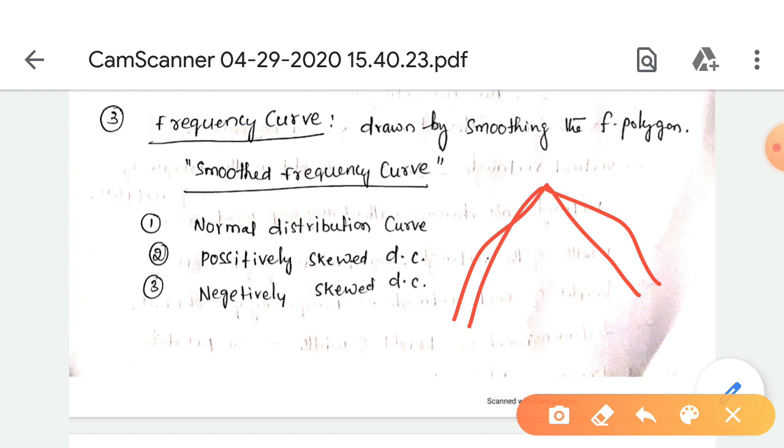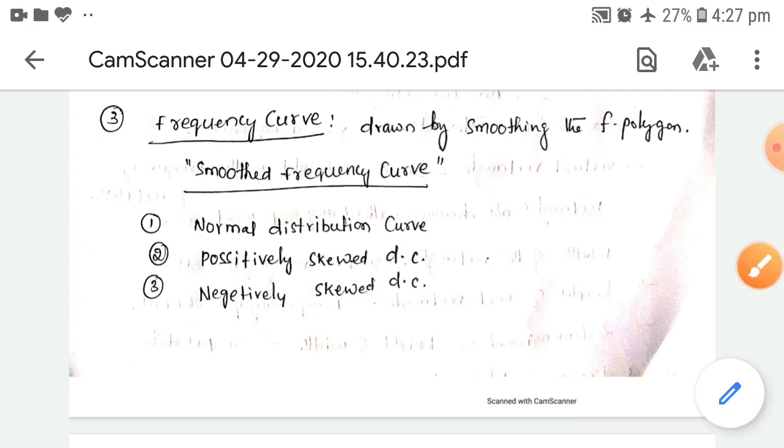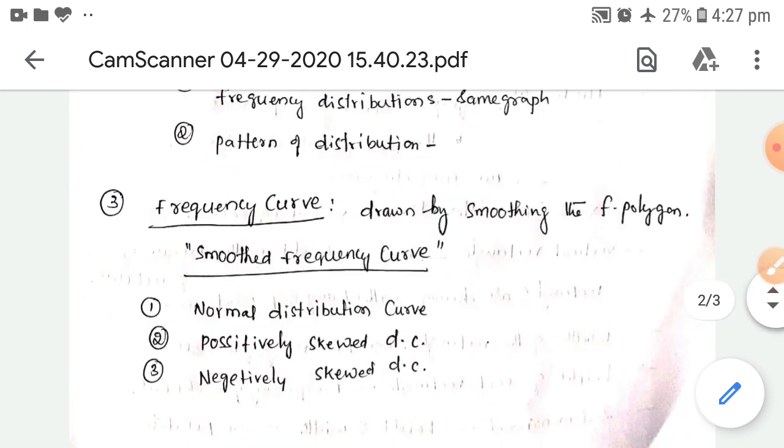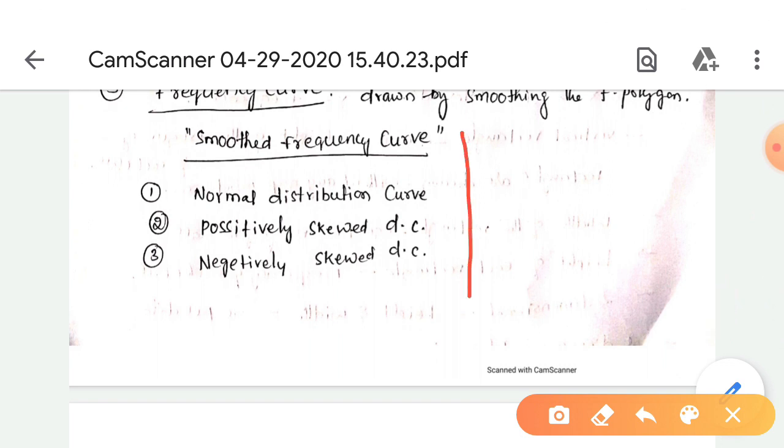Okay, so there are three types. Based on the shape of the curve, these are three types. One is the normal distribution curve, another is the positively skewed distribution curve, and another is the negatively skewed distribution curve. The first one, the normal distribution curve, is symmetrical and has an inverted bell shape.